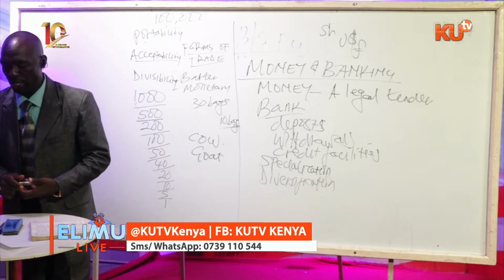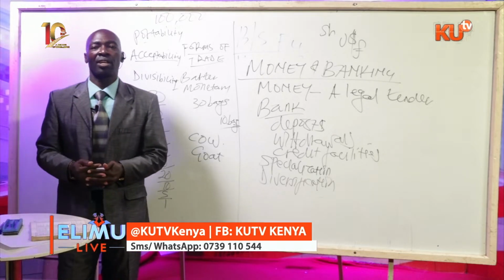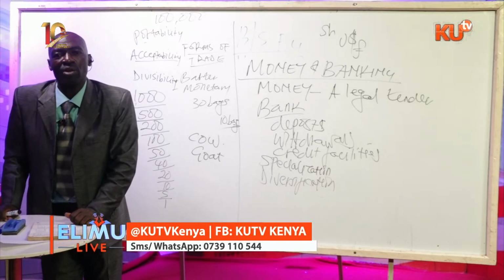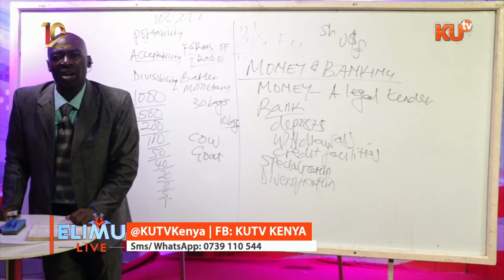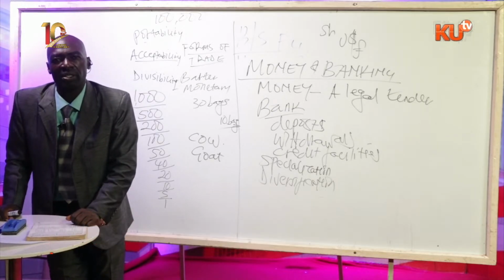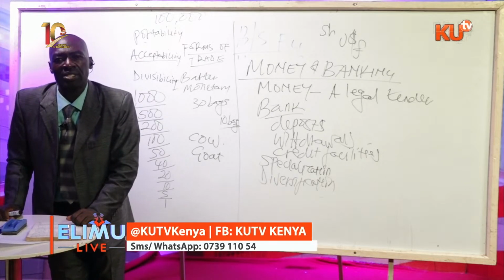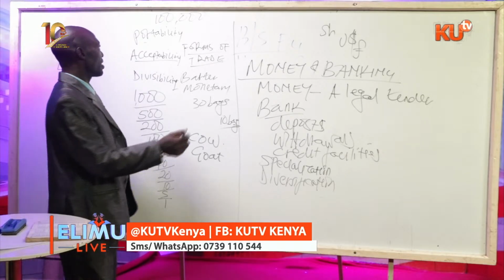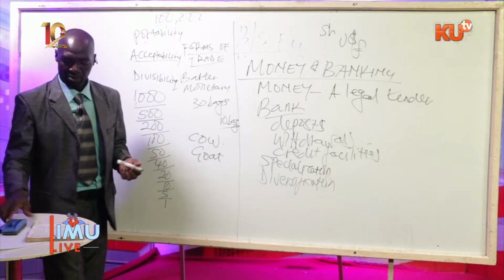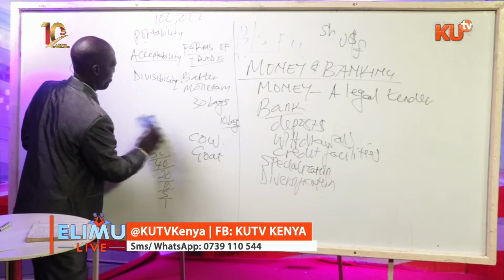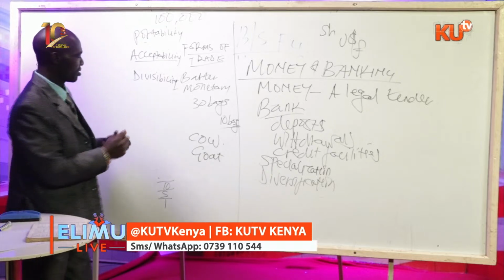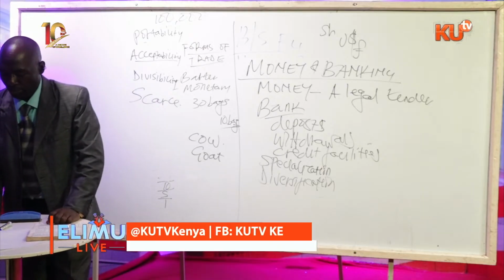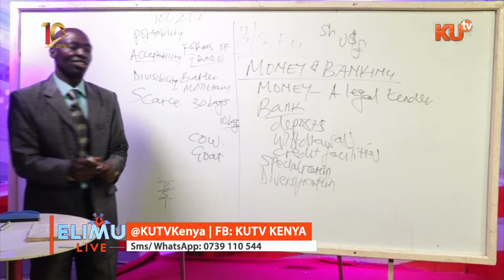And then another characteristic, money should be scarce. Not everybody should own money. If everybody owned money, then why do we go to school? Why should we have education? Why should we have these services that we are offering? So money should be scarce, should be limited in supply. That is the characteristic, scarcity. And then homogeneity.